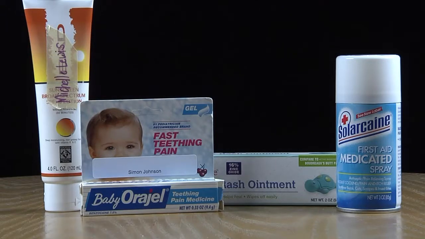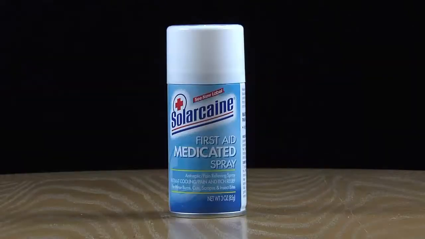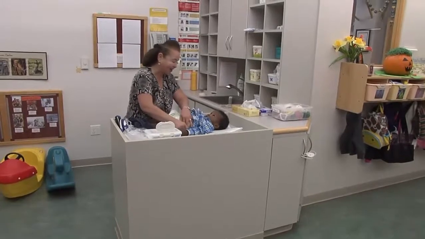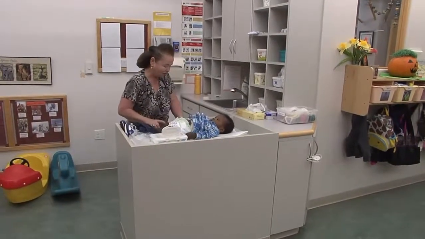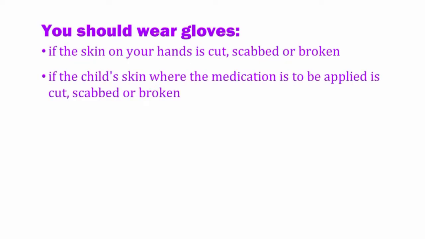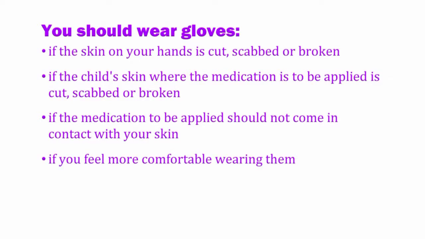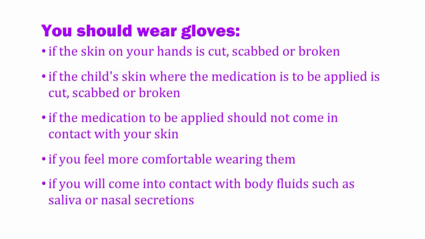Topical medication comes in many forms, including creams, lotions, gels, ointments, or aerosols. Putting on topical medication is usually not complicated, but follow these principles to make sure you give the medication safely. You should wear gloves if the skin on your hands or the child's skin where the medication is to be applied is cut, scabbed, or broken. Also wear them if your skin should not come in contact with the medication, if you feel more comfortable wearing them, or if you will come in contact with body fluids such as saliva or nasal secretions.